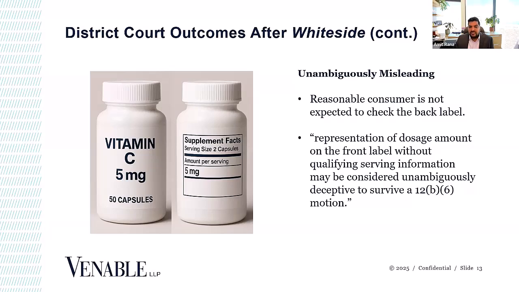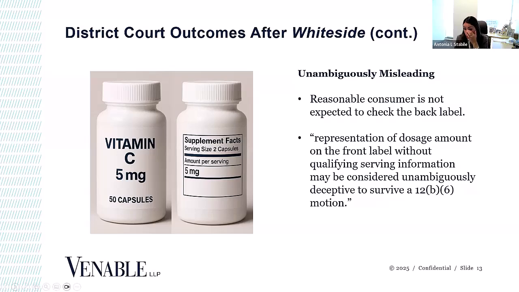The representation of dosage amount on the front label without qualifying serving information may be considered unambiguously deceptive to survive a 12b6 motion. So again, here, even if there are multiple plausible understandings of what these terms meant on the front of the package, the court did not find that a reasonable consumer would necessarily need more information to understand the product's representations to say that there are 50 capsules of 5 milligrams here. So even the back label could not come into context here, and the court denied the motion to dismiss because it's unambiguously, plausibly misleading based on the front label claims alone.